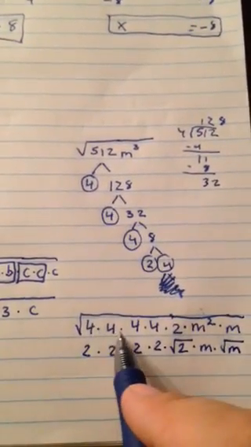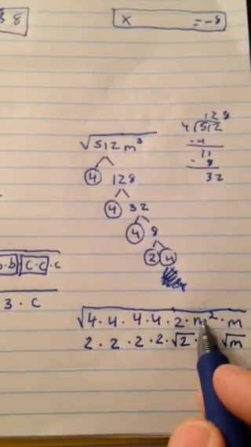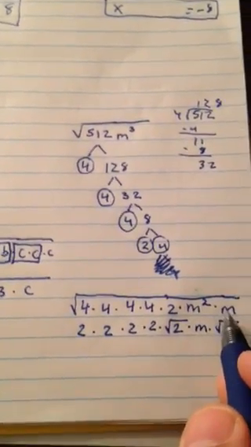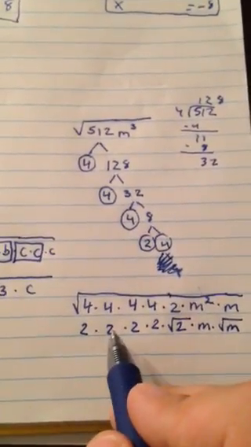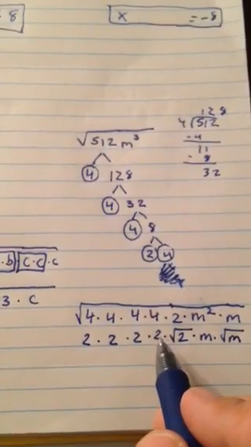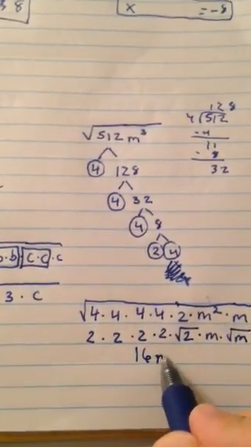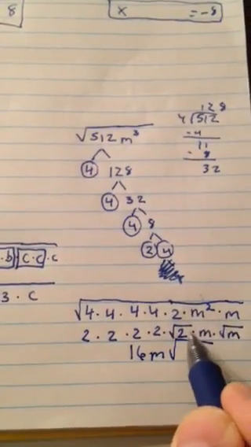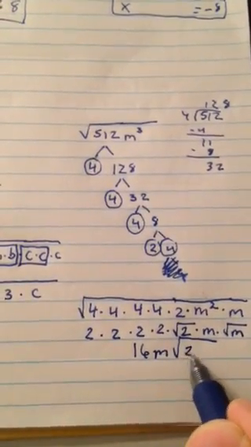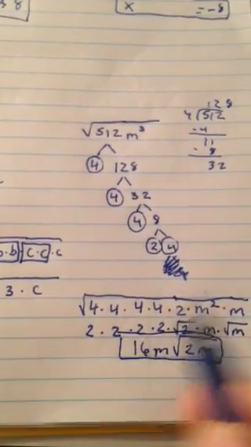So this guy had a buddy, this guy had a buddy, that guy had a buddy, this guy had a buddy, this guy did not have a buddy, this guy did have a buddy, and this guy did not have a buddy. So 2 times 2 is 4, 4 times 2 is 8, 8 times 2 is 16, and so I have 16 with that m, and then under the radical I have 2 times m, which is 2m, and that's simplification of radicals. Alright.